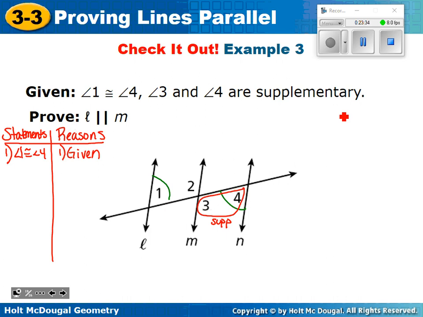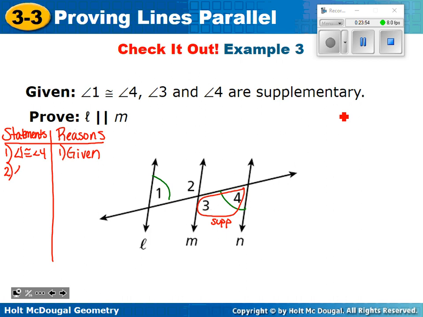Let's see what we know. We could say L is parallel to N, but that's not really going to help us at this point. So we don't just want to add things in our proof that aren't necessary, even though that's true. So I'm going to go back to what Weston said a few minutes ago. What do we know about angles 2 and 3? Okay, they're congruent. So let's go ahead and add that down in our proof.